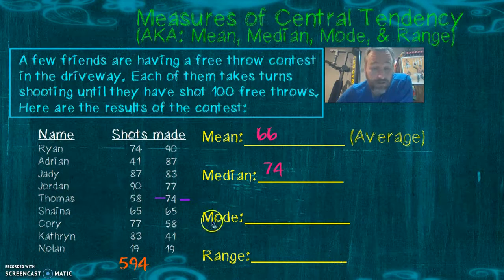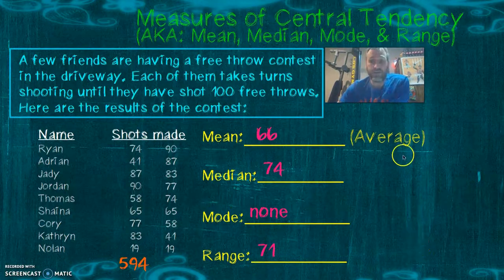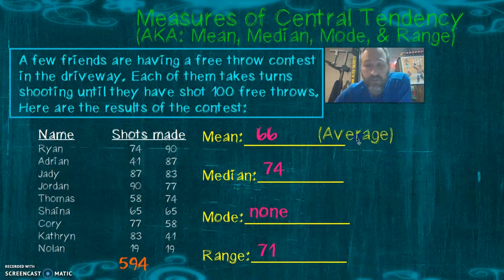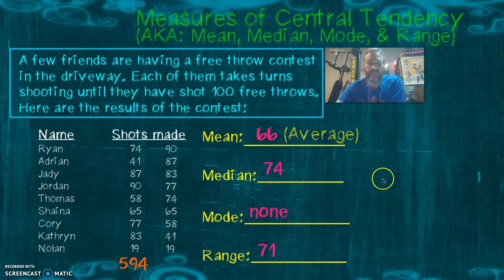Our mode, a mode is a number that shows up the most often. So what number shows up the most often in this set? Meaning, does one show up twice or more? No. There are none, so there's no mode in this one. And the range would be the largest number minus the smallest number. So in this case, we have 90 minus 19, which of course is 71. So that's our range. Now, an average is a mean.